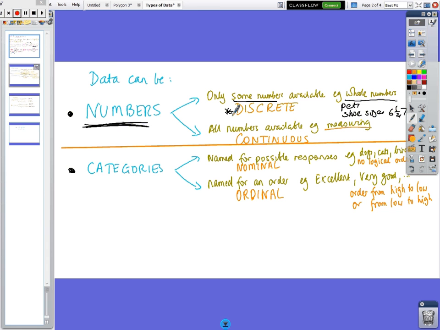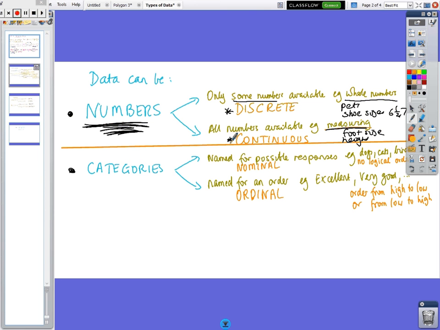Okay. And the other type of numbers that we can have are anything to do with measuring. Okay. So if you measure someone's foot size, or what else could you measure? Like their height, anything that can be measured, we call this continuous. Okay. So if you can count it, it's discrete, and if you can measure it, it's continuous.